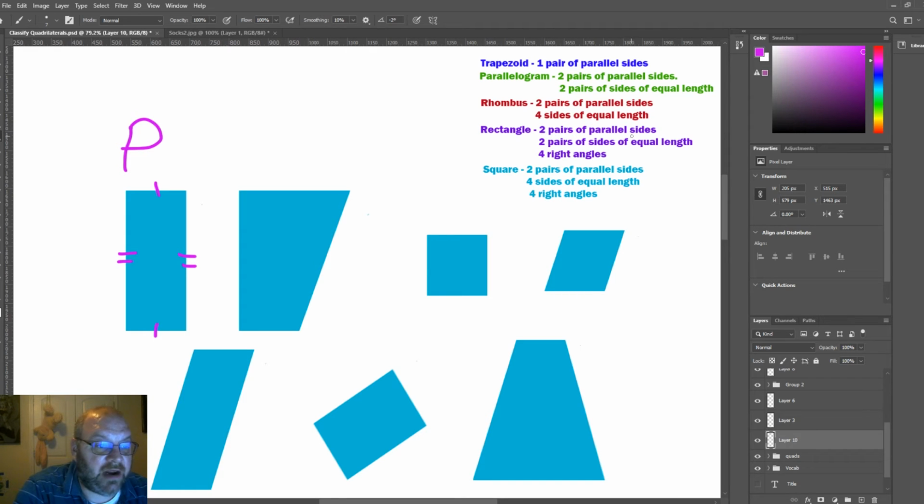Rectangle, two pairs of parallel sides, we said yes. Two pairs of sides of equal length, yes. We already said that because that's a parallelogram. Four right angles, it looks like four right angles to me, so that's also, put a little comma, a rectangle. I'm just going to put R. Guys, I cannot write on this little board. R, there we go. Good, so it's a parallelogram, and it's a rectangle.